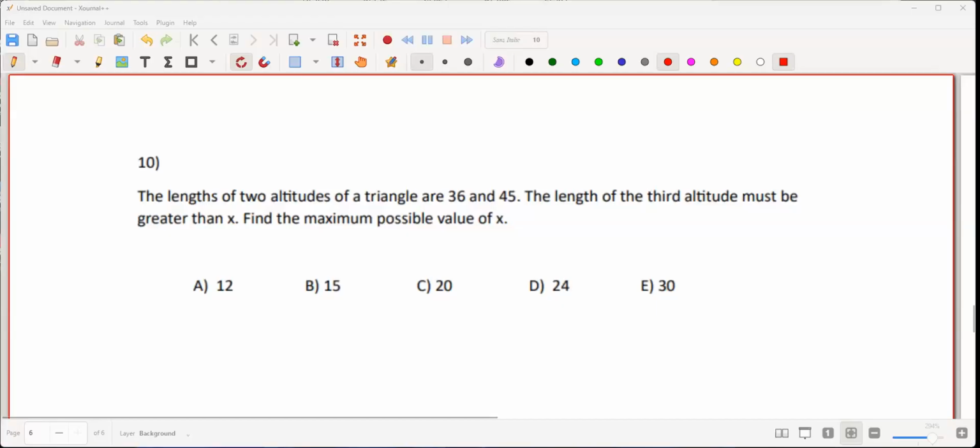Okay, so that's question 10. All right, let me share screen. Are you able to see the screen? Oh, yes, sir.